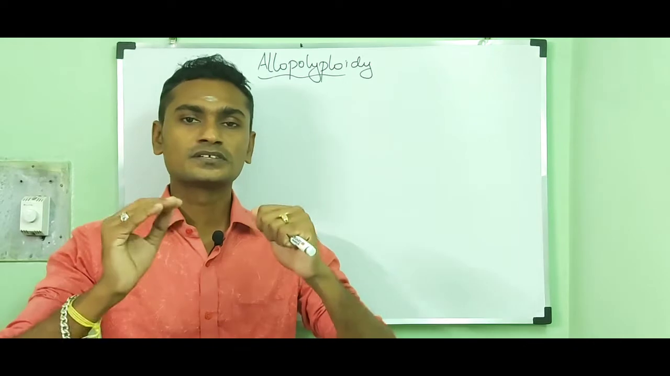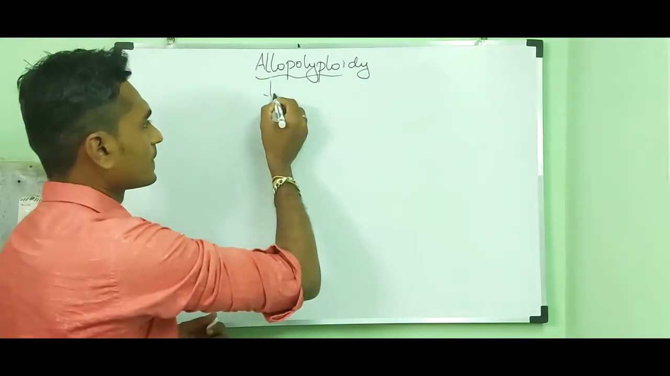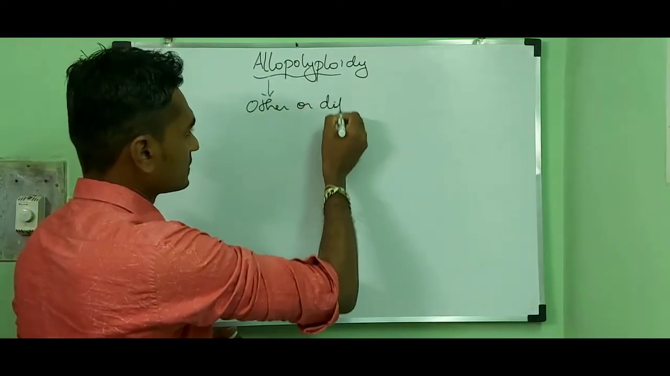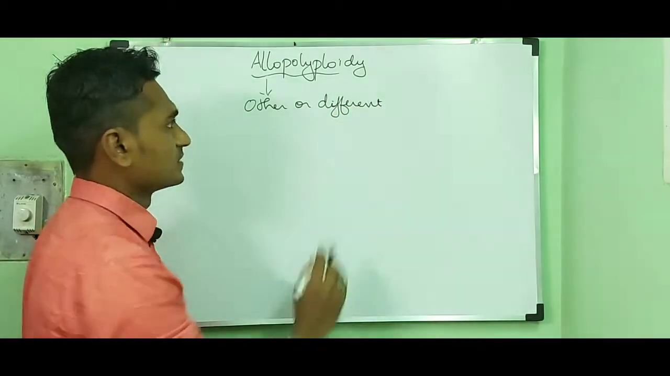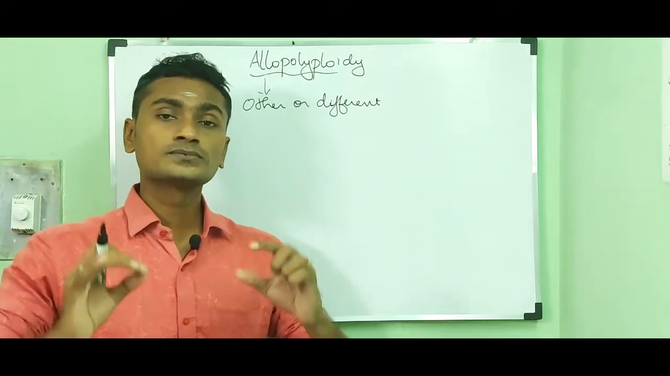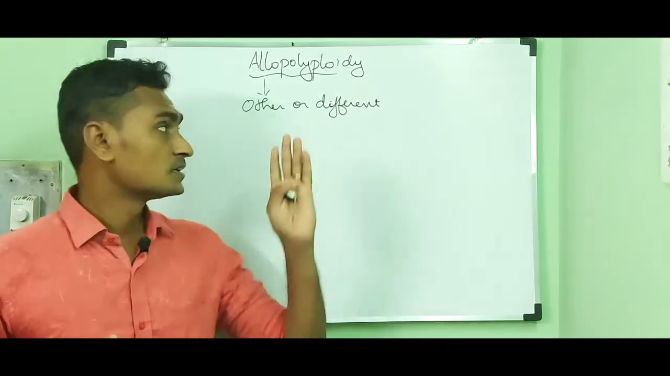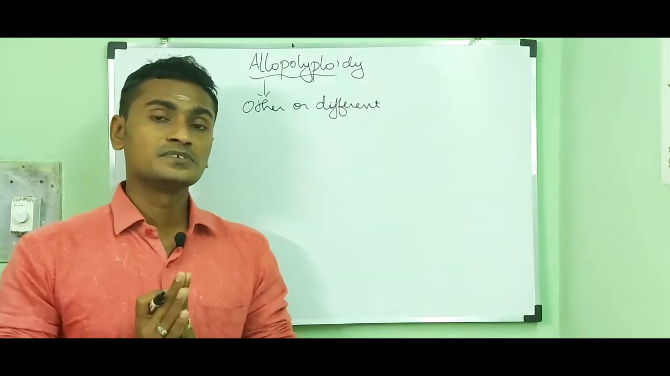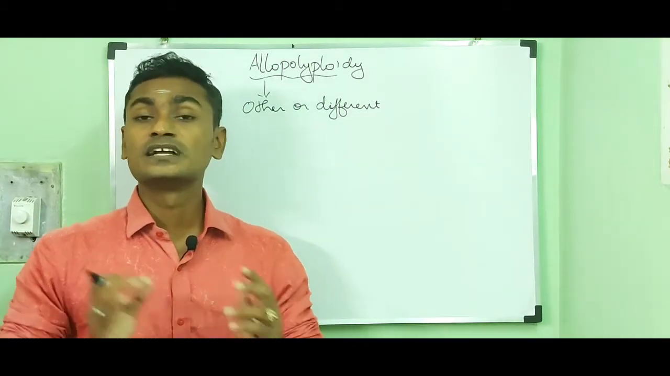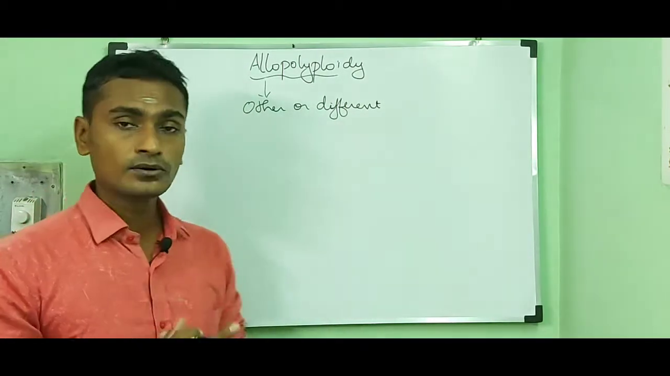First, I am going to give the definition of allopolyploidy. Allo means other or different. Polyploidy means an organism which possesses more than two basic sets of chromosomes, and such organisms are called polyploids. So allopolyploidy means an organism which possesses more than two basic sets of chromosomes derived from two different species, and that condition is called allopolyploidy.